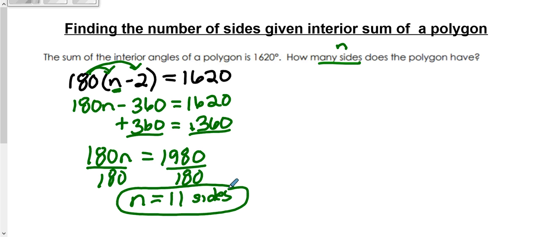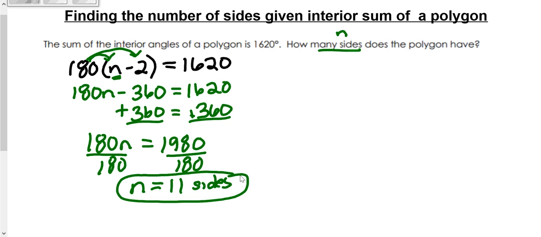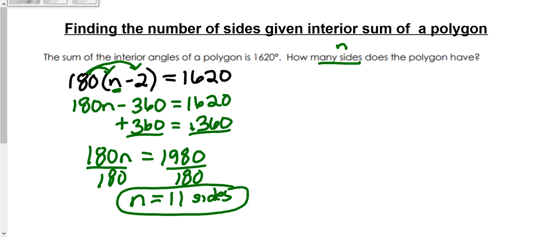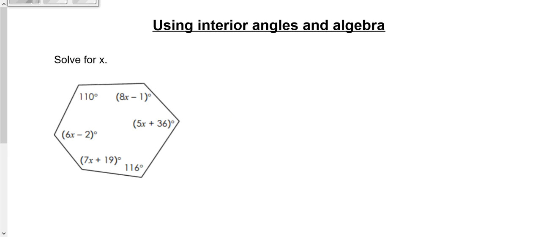Okay, let's look at another example. We already saw two types; we've got two more examples. This time you're going to use your interior angle sum theorem and algebra to solve for x. All right, so it's going to be a big equation essentially.